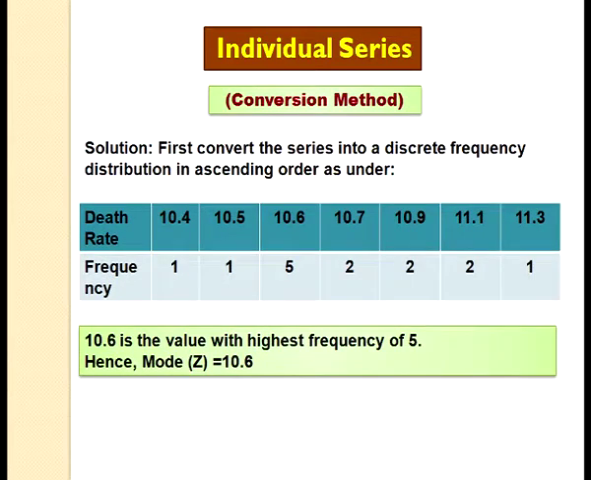You can see the death rate is given. The number of times the value has been repeated is given as frequency. So for 10.4 it is once, that means it has been repeated just once. 10.8 has been repeated 5 times. 10.6 would be our modal value because it has been repeated 5 times. It has the highest frequency.